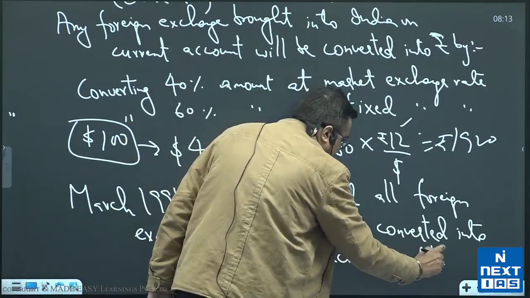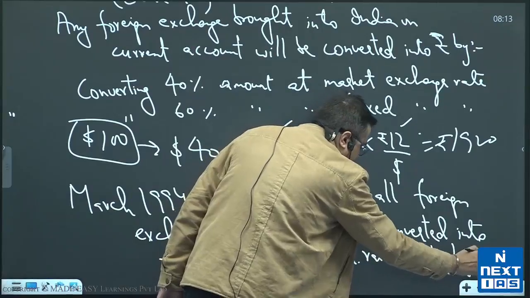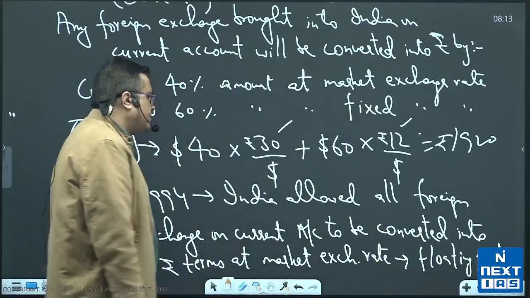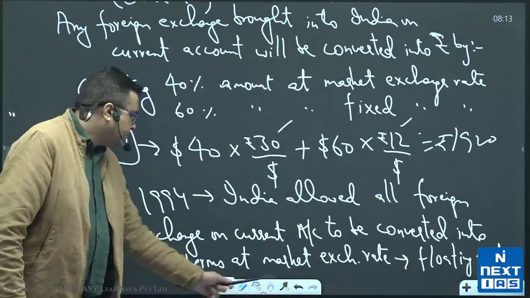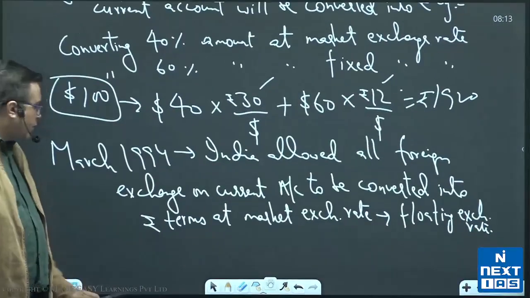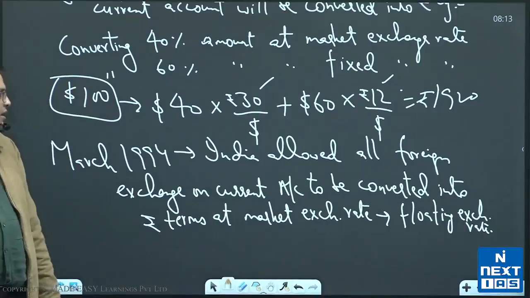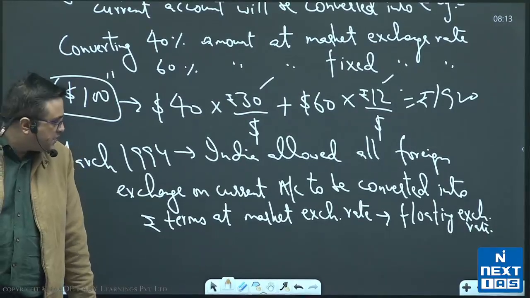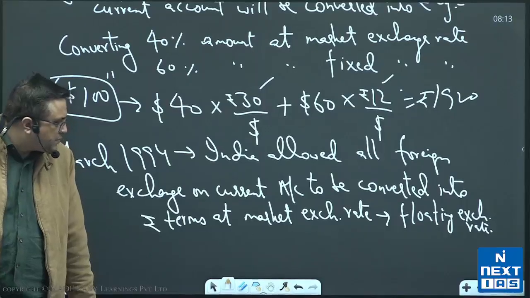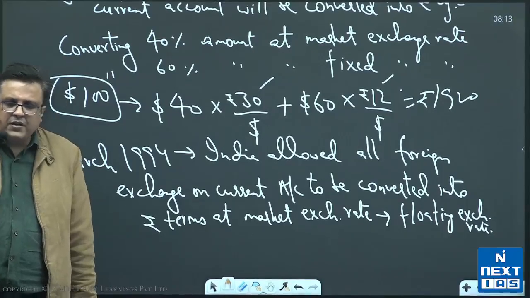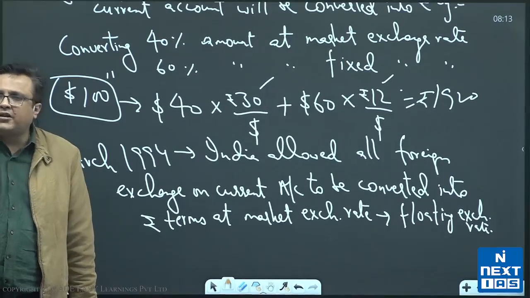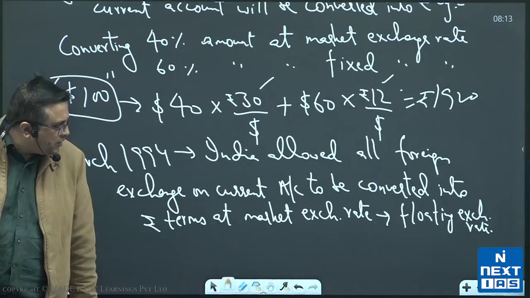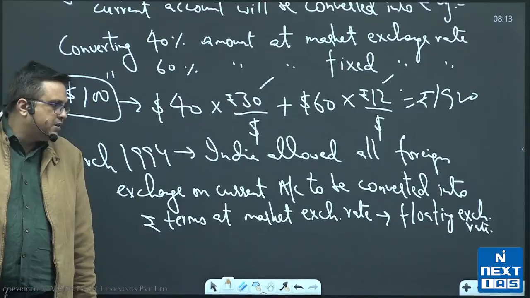So that meant India adopted floating exchange rate. By March 1994, India allowed all foreign exchange on current account, any money that you are bringing on current account, to be converted into rupee terms at market exchange rate. Whatever money you bring to India, we convert it into rupee terms at market exchange rate, and therefore it was shifting to the floating exchange rate system.